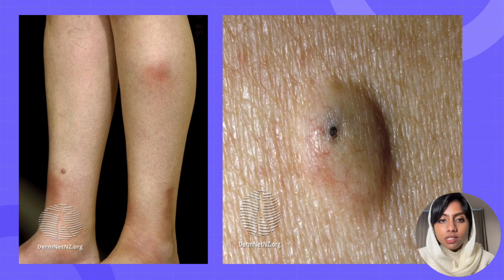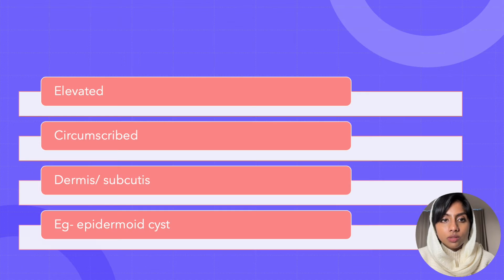So these are elevated, and these seem to have a well circumscribed nature. So when they are elevated and well circumscribed, this can either be arising from the dermis or it can be arising from the subcutis. The second image that you have seen is an epidermoid cyst. What if I add a feature that these are better felt than seen? So this is nothing but a nodule.